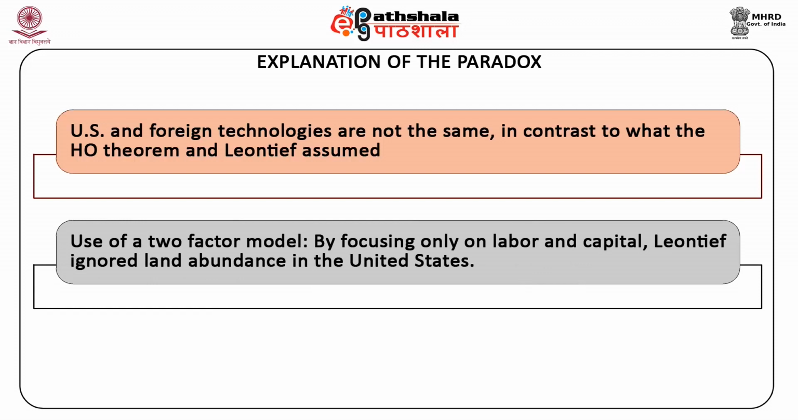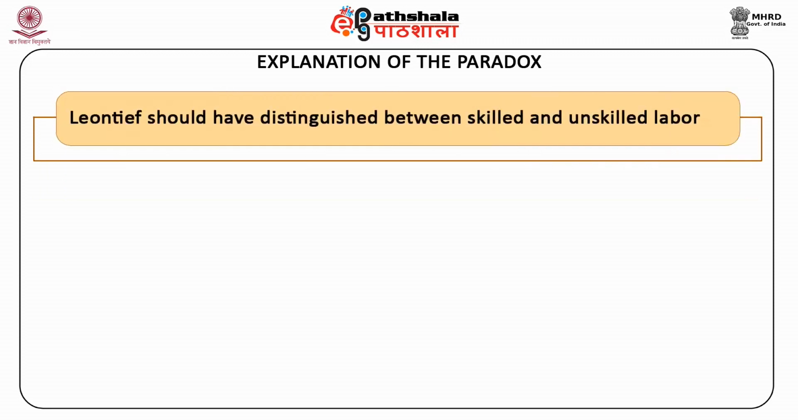Use of a two-factor model. By focusing only on labor and capital, Leontief ignored land abundance in the United States. Leontief should have distinguished between skilled and unskilled labor because it would not be surprising to find that US exports are intensive in skilled labor.